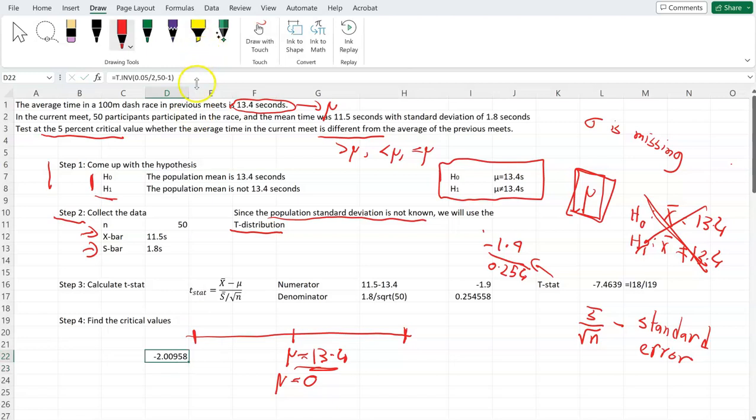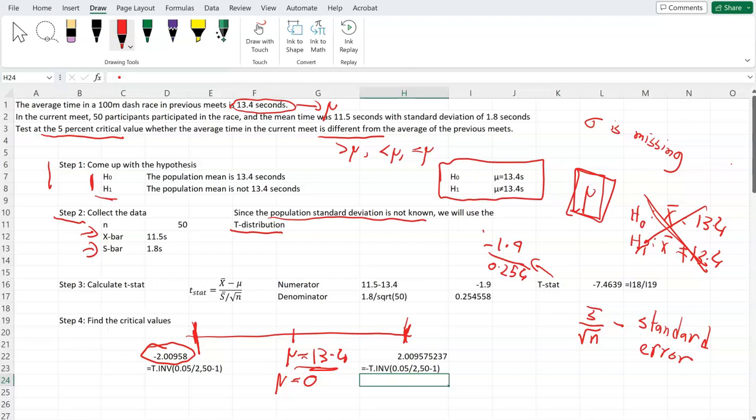So I get this value. And so the other side would be the opposite value. So this is now my critical value, which is 2.009. Next, since you can see it's a symmetric distribution, the top and bottom ones are the same.